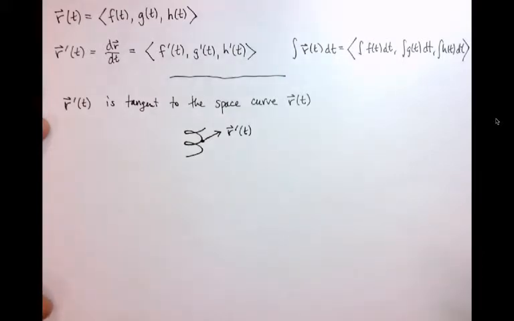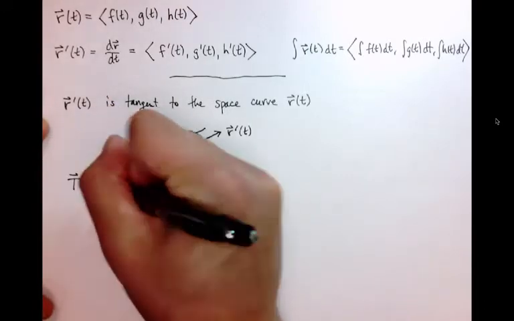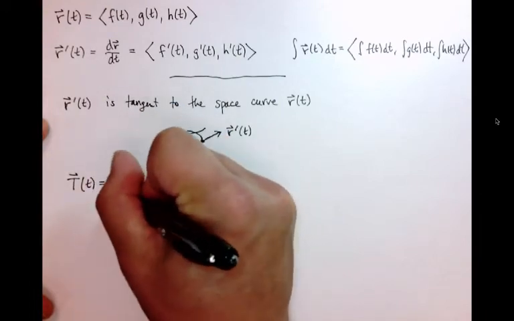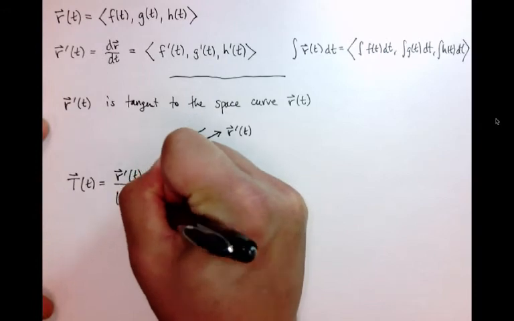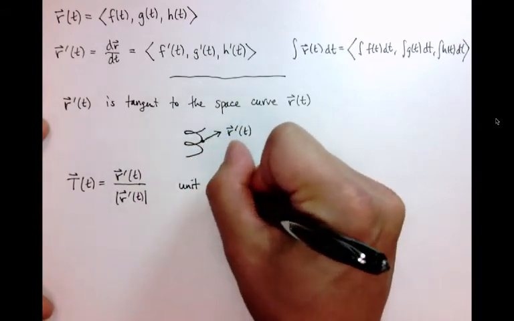Sometimes we want to take away the magnitude of that vector and just get a pure direction. So we have capital T, and that's just the tangent vector divided by its magnitude, so it's a unit vector. And then, not surprisingly, we call this the unit tangent vector.